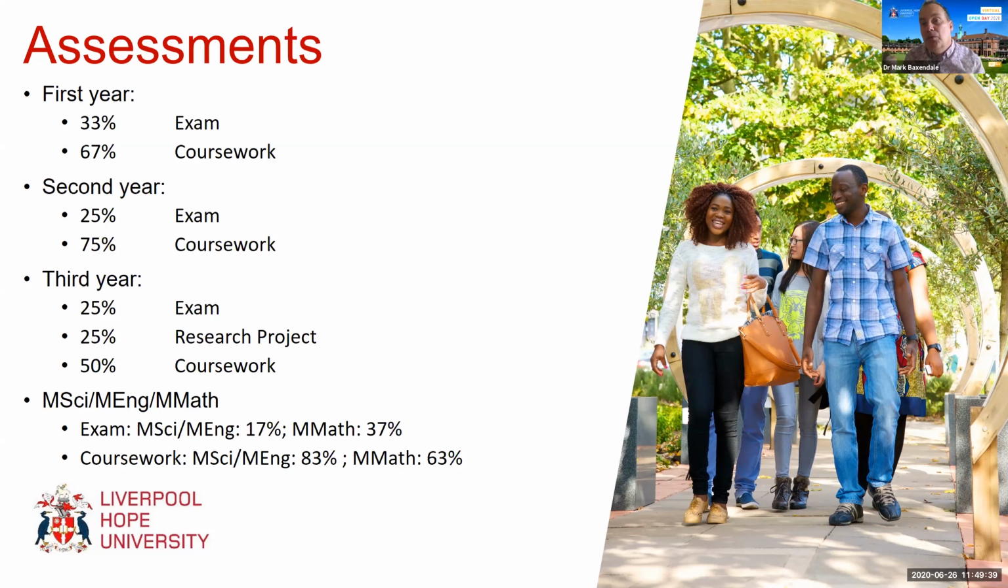Sorry, by the way, the integrated master's is only available for the single honours courses. So if you're doing joint honours or combined honours, such as mathematics, computer science, or information technology, you don't do the integrated master's. That's not available.